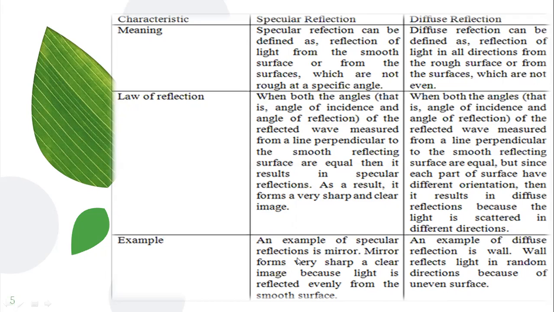An example of regular reflection is a mirror. A mirror forms a very sharp and clear image because light is reflected evenly from the smooth surface. An example of diffuse reflection is a wall. A wall reflects light in random directions because of its uneven surface. So this is about regular reflection and irregular reflection.